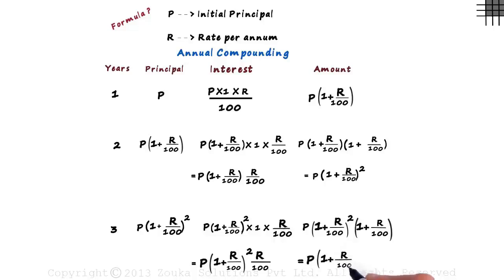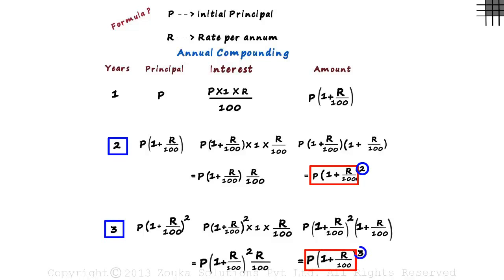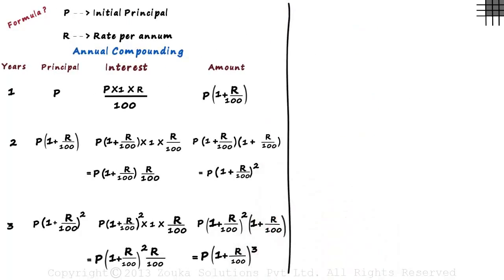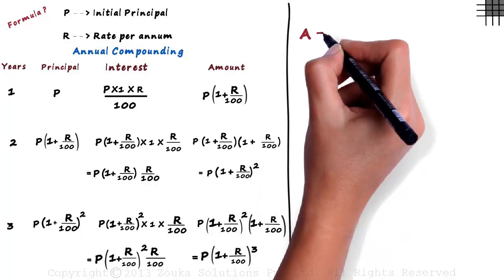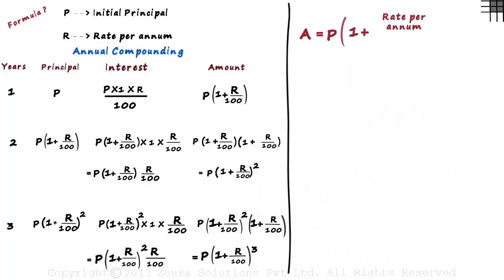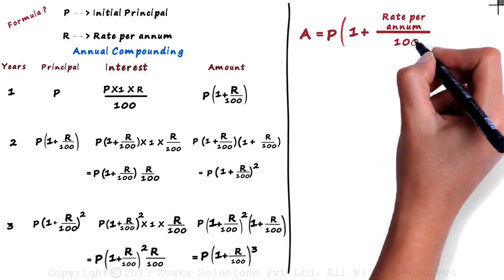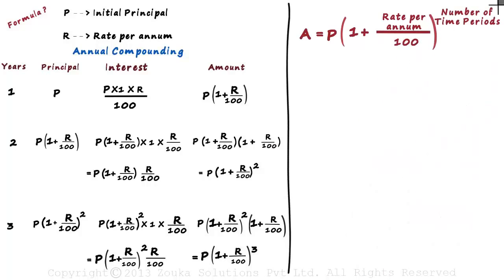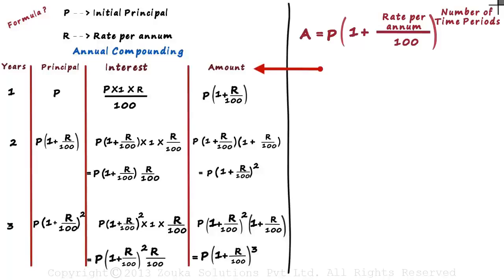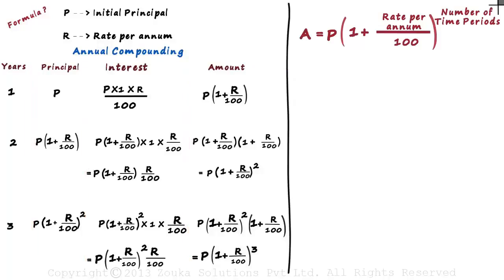So for the 2 time periods, this is squared, and for the 3 time periods, this is cubed. The formula can be generalized as the amount received will be P multiplied by 1 plus rate per annum by 100 raised to number of time periods. Instead of making a table by forming 4 columns, we will get the amount due in just one line using one formula. Notice that we get the total amount in the formula and not just the interest.